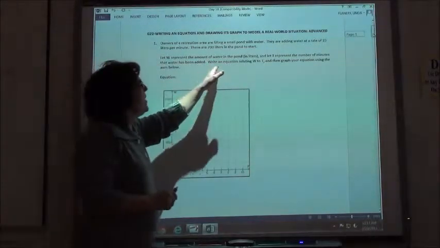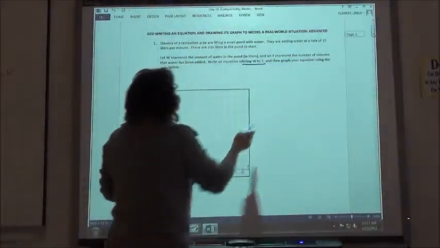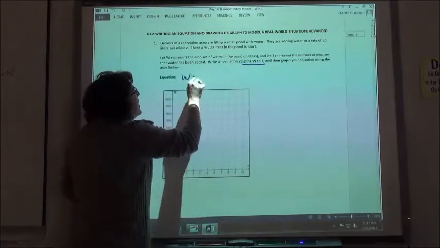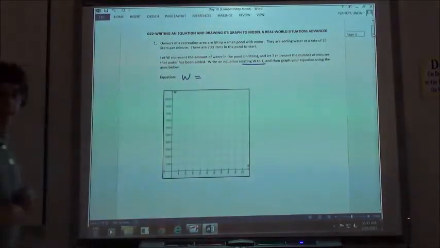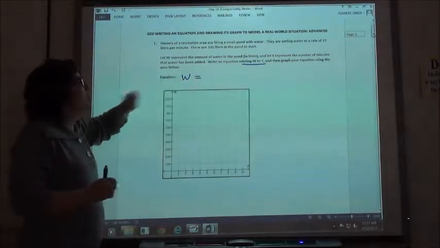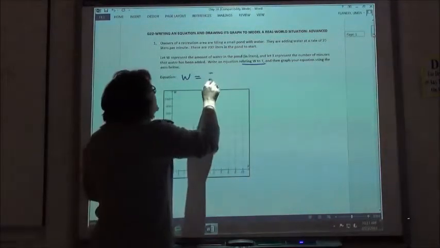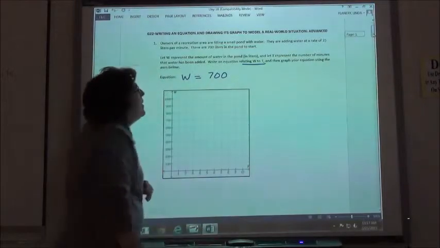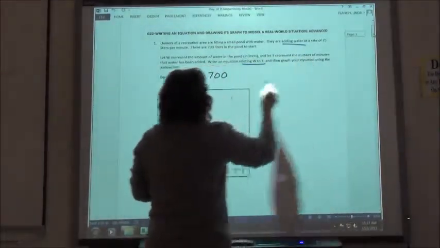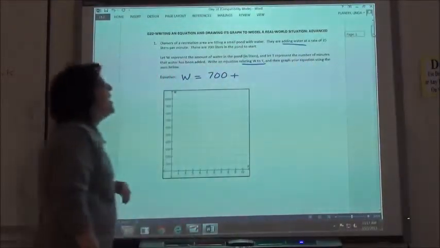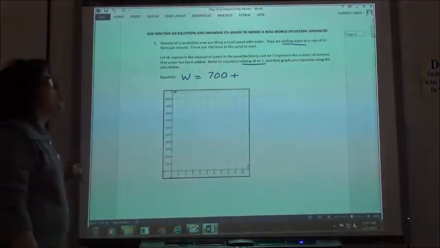So when it says write an equation relating W to T, it means you're going to have an equation that says W equals something. By the way, this is case sensitive, so you have to use a capital W. So we're trying to find how much water is in the pond. It says there are 700 liters in the pond to start. So we know there was 700 to begin with. They are adding water, so we're going to add water, at a rate of 35 liters per minute.